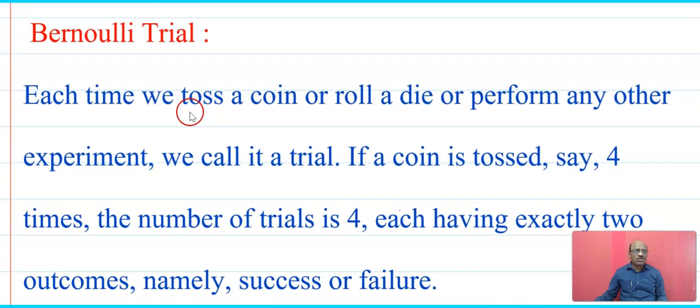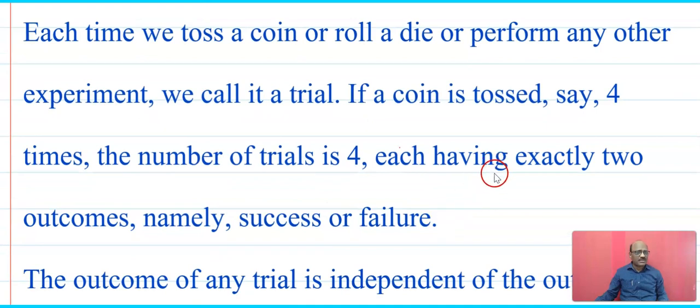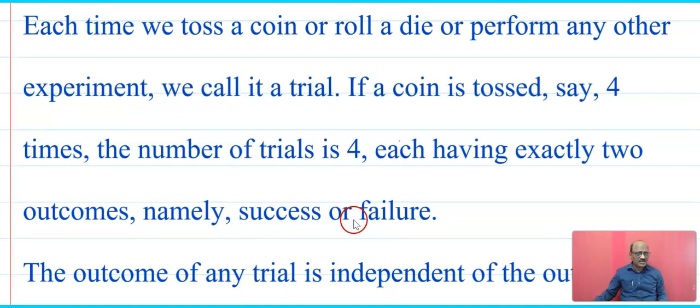Each time we toss a coin or roll a die or perform any other experiment, we call it a trial. If a coin is tossed, say 4 times, आपण जर ती coin 4 वेळा toss केली, then what will happen? The number of trials is 4. How many trials are there? 4 trials are there. Each having exactly 2 outcomes, namely success or failure. ज्या वेळेस आपण टॉस करणार त्या प्रत्येक टॉसला एकदा सक्सेस असेल किंवा फेलर असेल, हेड असेल किंवा टेल असेल.